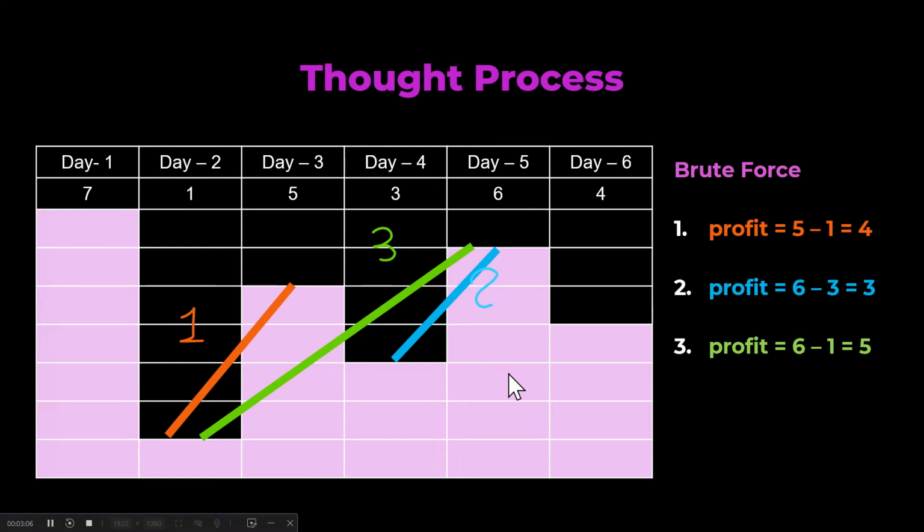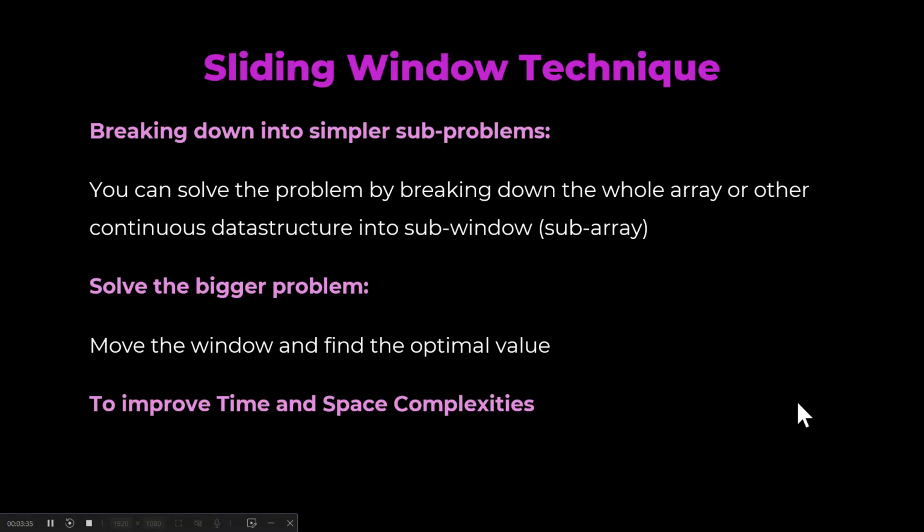So now I'm going to go through the thought process behind it. Here we can see the visual observation, which I have gone through. Just visually, with the orange one we can get a profit of 4, with the blue one we can get a profit of 3, but for the green one, where we buy on this day and sell on this day, the profit is going to be 5. So we are going to use the sliding window technique to solve this problem.